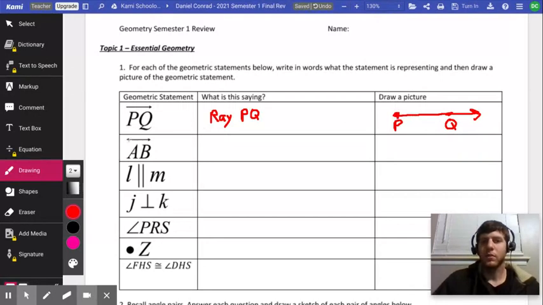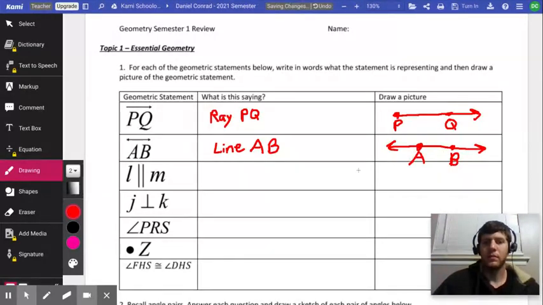The bar with the two arrows over it means a line. So this would be line AB. It's got the two arrows, right? And so a line goes forever in two opposite directions. So here's point A, and then here's point B. So there's a line going through points A and B, line AB.